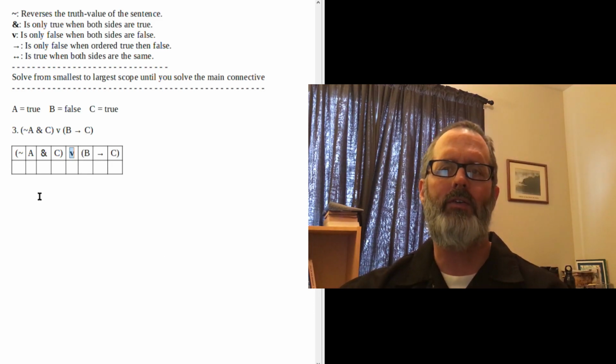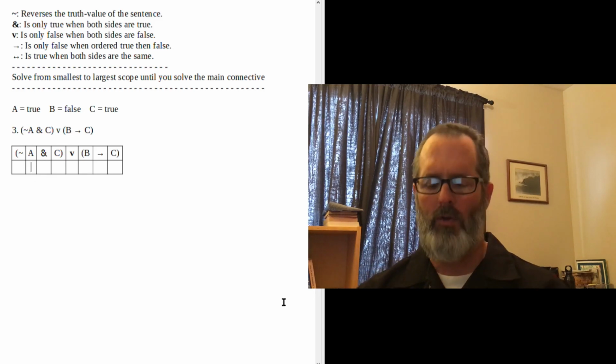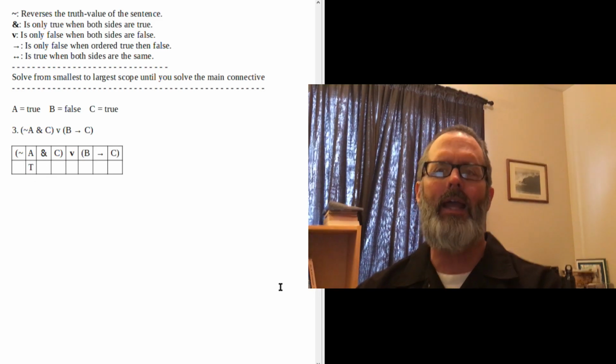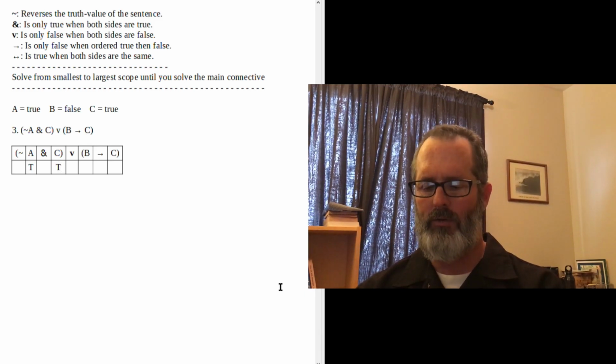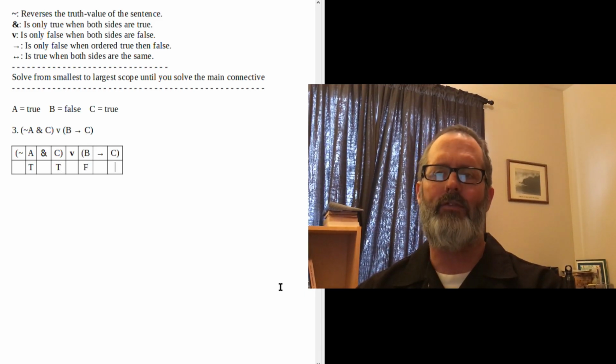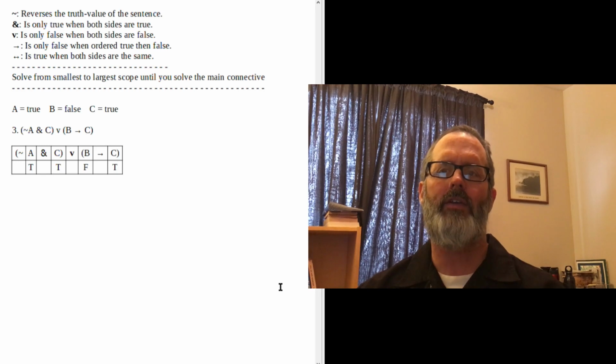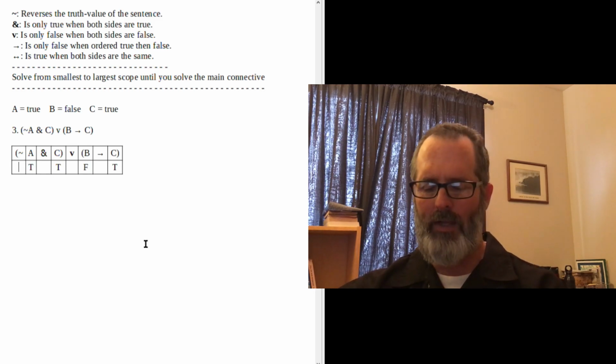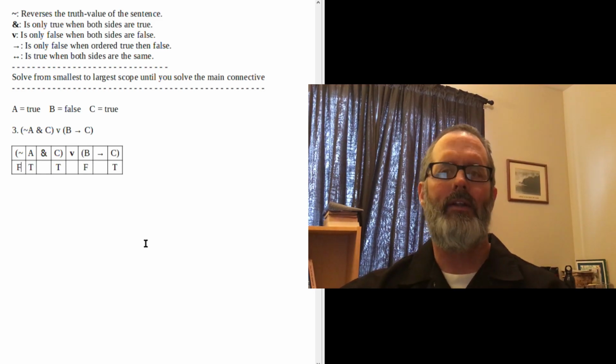I work from smallest to largest scope, right? Smallest scope is always the basic sentence letters. In our dictionary, it says A is true, C is true, B is false, C is true. Good. I fill in those values. I start inside parentheses. This negation is tiny. Look at this. It only applies to A, so I solve that next. This not A is false.